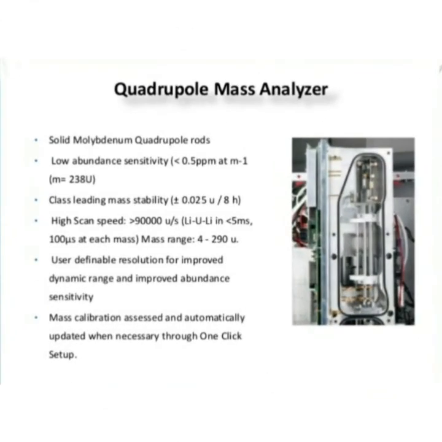Next is the quadrupole mass analyzer. Solid molybdenum quadrupole rods, low abundance sensitivity, less than 0.5 ppm at M power 1, M equal to 238 unit. Class leading mass stability, high scan speed, user definable resolution for improved dynamic range and improved abundance sensitivity. Mass calibration is assisted and automatically updated when necessary through one click setup.